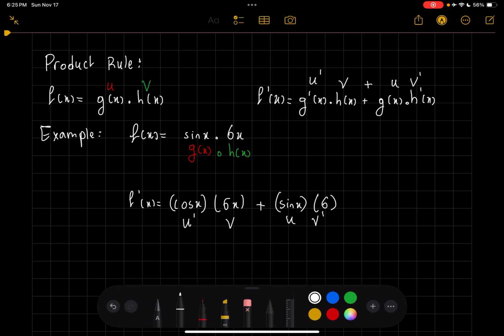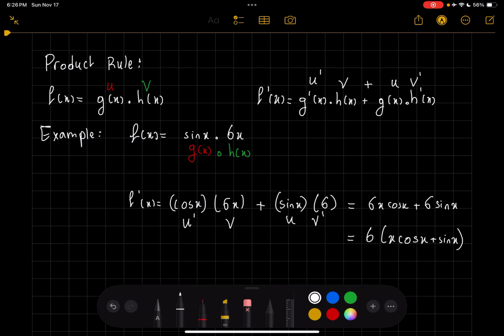Now you just multiply these terms, so it will be 6x cosine x plus 6 sine x. Now, if you want to factorize, you are able to factorize. Of course, this is optional. This is what happens when you take 6 as a common factor: 6 times (x cosine x plus sine x). So this is one example about product rule.